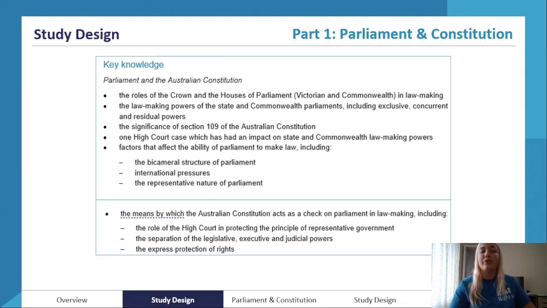So let's just go through it together before we actually start looking at the content. For Parliament and the Australian Constitution, which is our part one, you need to know the roles of the Crown and the Houses of Parliament in lawmaking, and that includes both Victorian and Commonwealth. There is a lot of overlap between these roles, but you also need to be able to differentiate between the upper house and the lower house. You also need to know the lawmaking powers of the state and Commonwealth parliaments, including exclusive, concurrent, and residual powers. Obviously, this includes being able to provide some examples of each, not only just a definition.